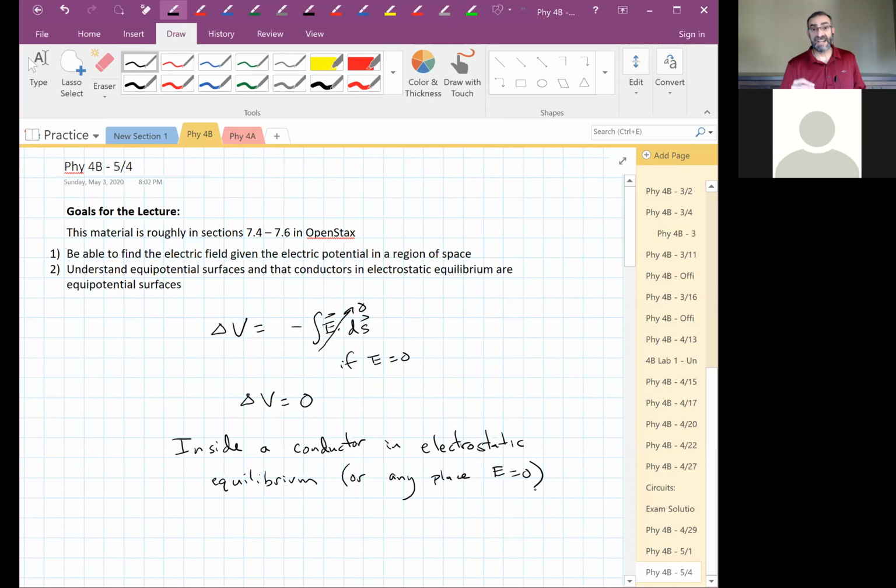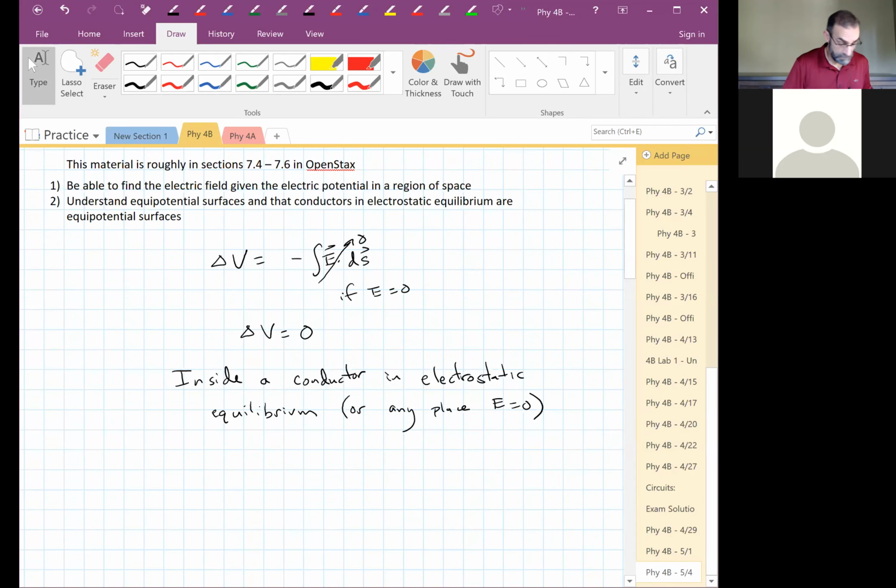So inside a conductor, for sure, we know E is 0 when the conductor is in electrostatic equilibrium, but any place the electric field is 0, delta V equals 0, but V does not have to be 0. It can be.